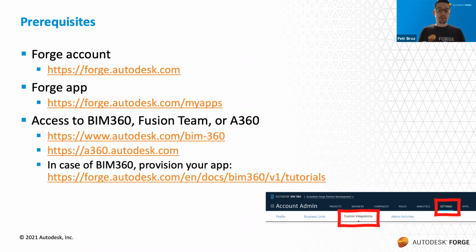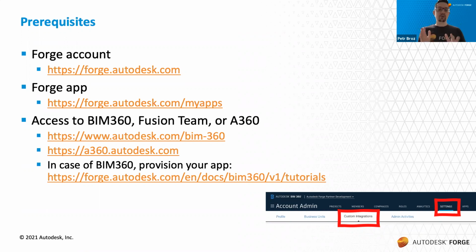And again, very quickly, for those of you who are here with us for the first time, a Forge application is basically a collection of credentials, sort of like your application's username and password, that you're going to be using when communicating with the Forge platform. And one very important piece for today, specific to our application that we're building today, it's important to also have some kind of data in one of the existing Autodesk products built with Forge, so that is BIM 360 or A360 or Fusion Team.